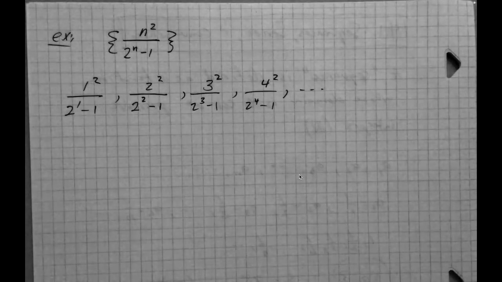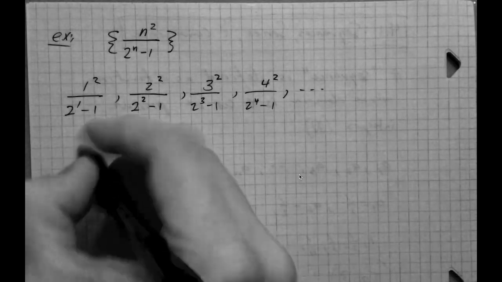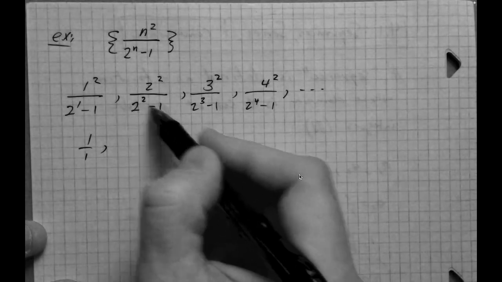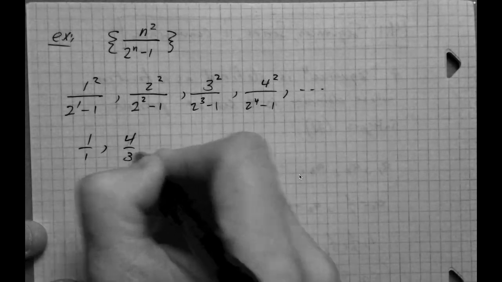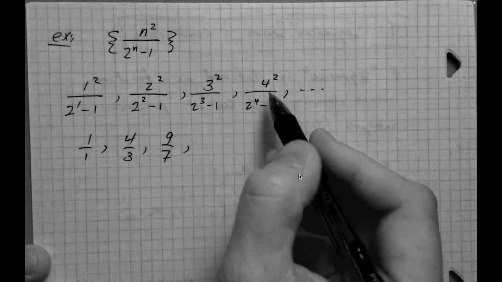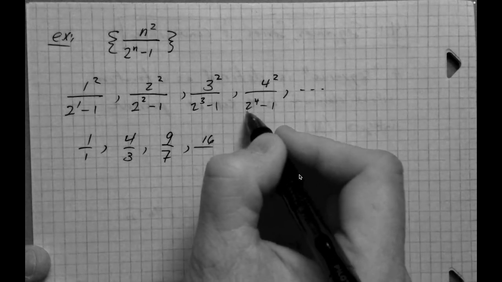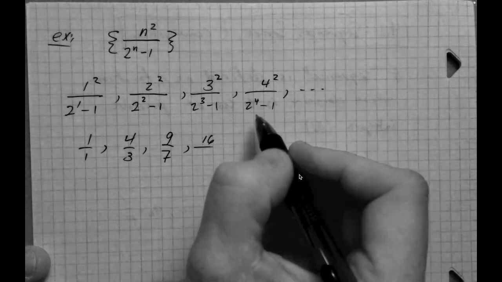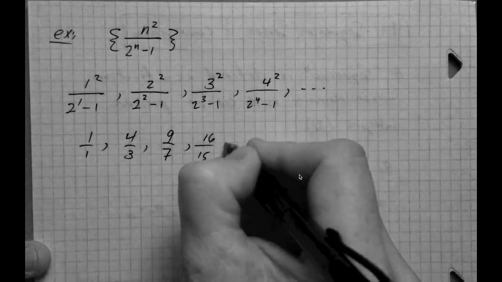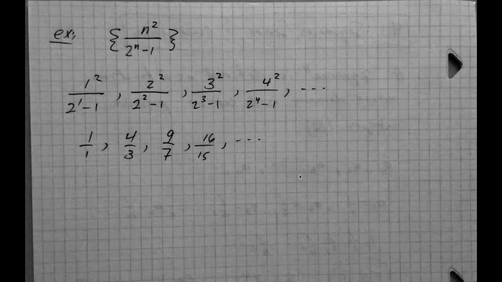Okay, so what do these numbers amount to? Well, this is 1 over 1. And this is 4 over 4 minus 1, so 4 over 3. And this will be 9 over 7. And this one will be 4 squared is 16. 2 to the 4th is 16, and then minus 1 is 15, right? So it kind of looks like that. Okay, so these are all examples of sequences.